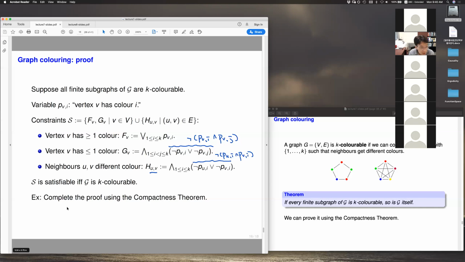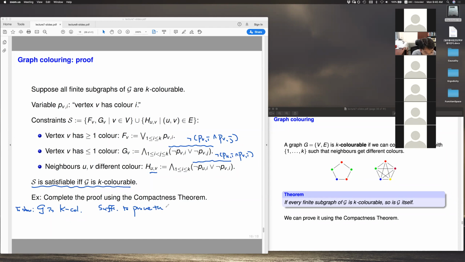Okay, so the proof is actually quite easy. This is what we have to show. We need to show that this G is K-colorable. But by this theorem, because of this statement, it is sufficient to prove that this S, which is an infinite set of formulas, is satisfiable.